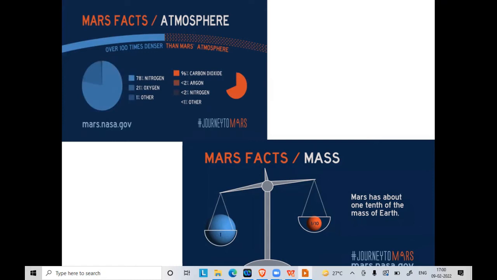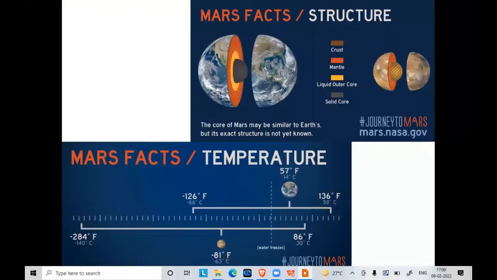And coming to the mass of Mars, the mass of Mars is around 1/10 of that of Earth. So one can even estimate the acceleration due to gravity. That also is smaller as compared to Earth. And about the interior, the way we know about Earth and its interior through decades of studies, we don't know much about the interior of Mars. And though some studies have been done, very few missions have been sent.